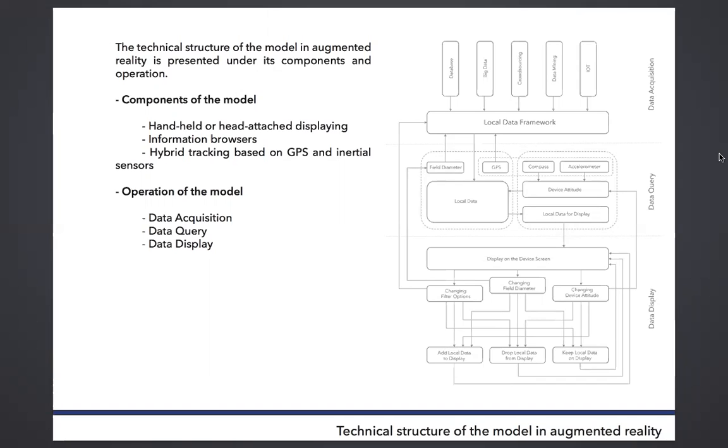The operability of the model is provided by an integrated workflow. The workflow of the model is extensively explained under the stages of data acquisition, data query, and data display. In the acquisition of data, commonly used methods and different methods which emerge with developing technology are discussed in relation to the model. The query and display infrastructure of the model is explained based on the working principles of the studies carried out in the field of location-based augmented reality.